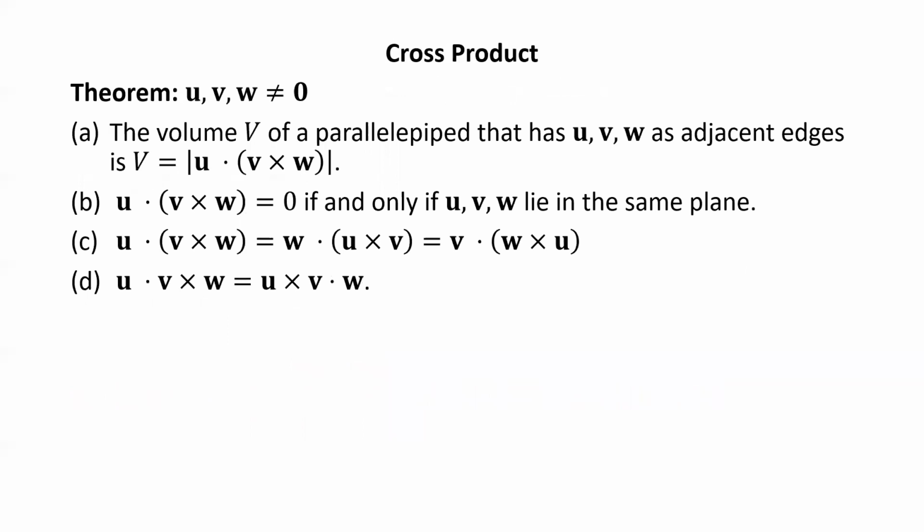Okay, let's finish with a theorem about the scalar triple product. So we're starting with 3 non-zero vectors, u, v, and w. The volume V of a parallelepiped that has u, v, w as adjacent edges is the absolute value of the scalar triple product of u, v, and w. Now, the scalar triple product is 0 if and only if all 3 vectors lie in the same plane. And the last two allow us to do some funny things with the dot and the cross. In part C, we see we can rotate the vectors u, v, w to w, u, v or to v, w, u, and we get the same answer.